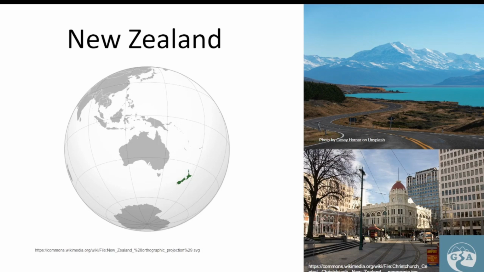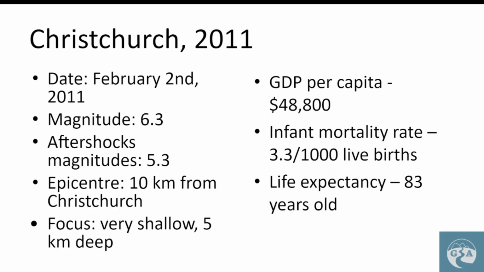There we can see it just southeast of Australia. So in the South Island in Christchurch in 2011, they had a magnitude 6.3, so considerably lower than the one in Nepal. The aftershocks were quite large, up to 5.3, but the epicenter was much closer to the urban area, which was only 10 kilometers from Christchurch, and the focus was very shallow.